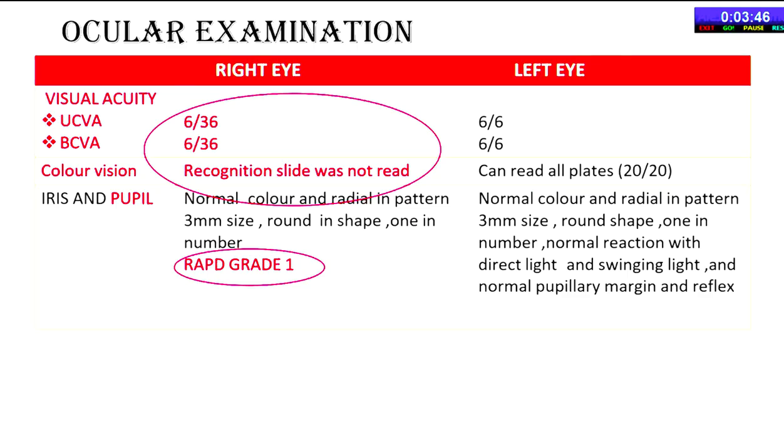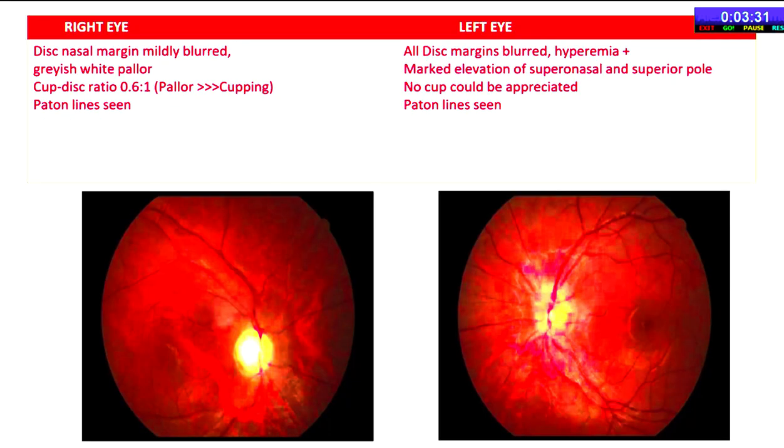The color vision in the right eye, the recognition slide was not read, and it was 20/20 in the left eye. The iris pattern was radial in both eyes, normal in color. The pupil had RAPD of grade 1 in the right eye, whereas there was a normal pupil reflex in the left eye.